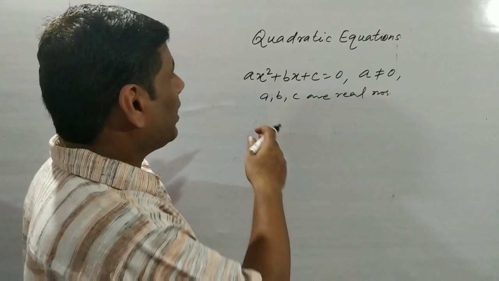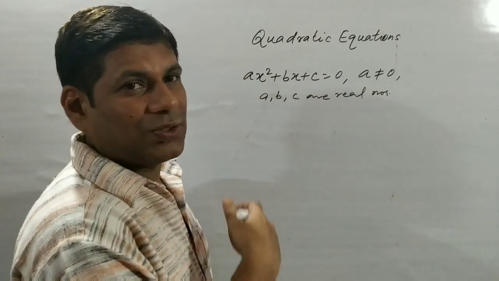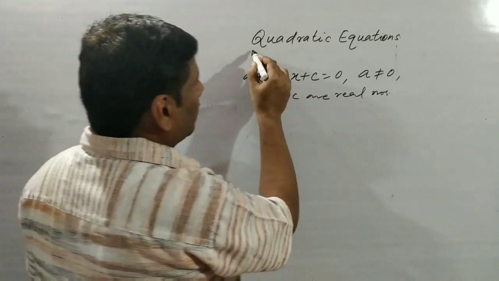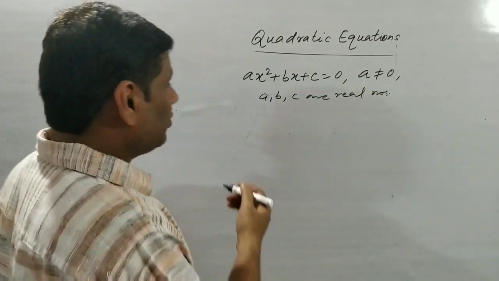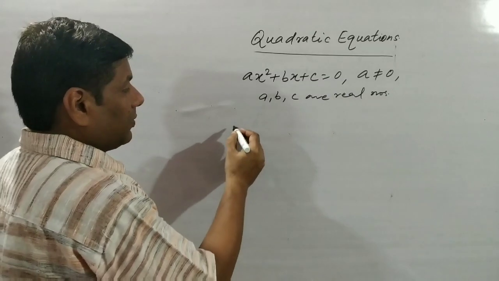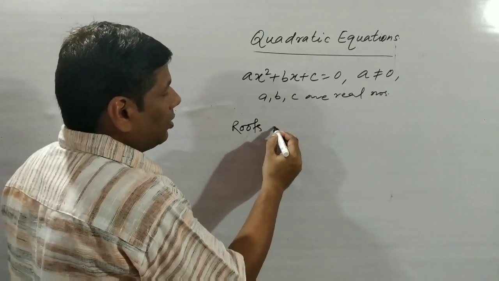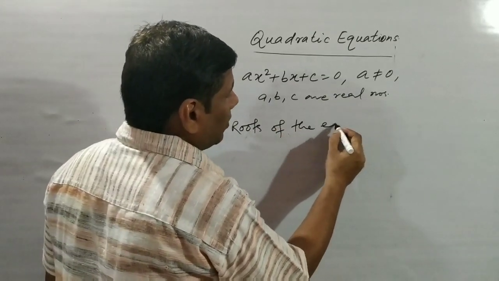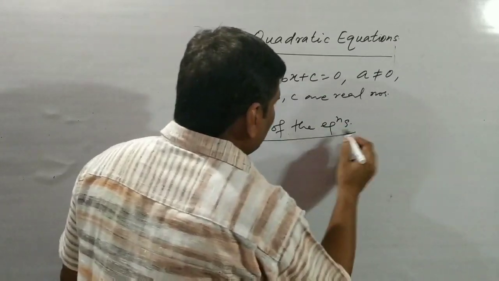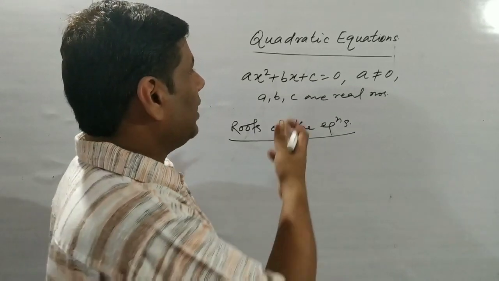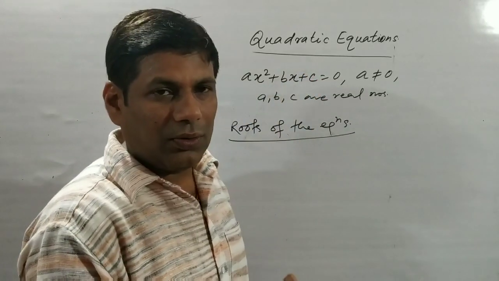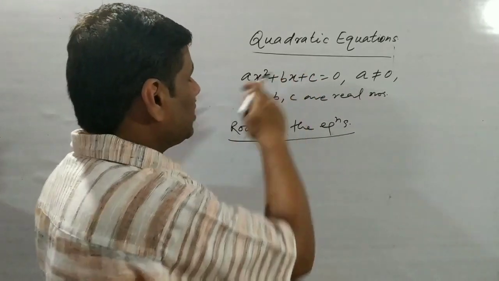Solution means we have to find the value of the variable, like x, y and so on. So what is this solution called in a quadratic equation? We call it the roots of the equation. The roots of the equation can be any real value which satisfies this equation.